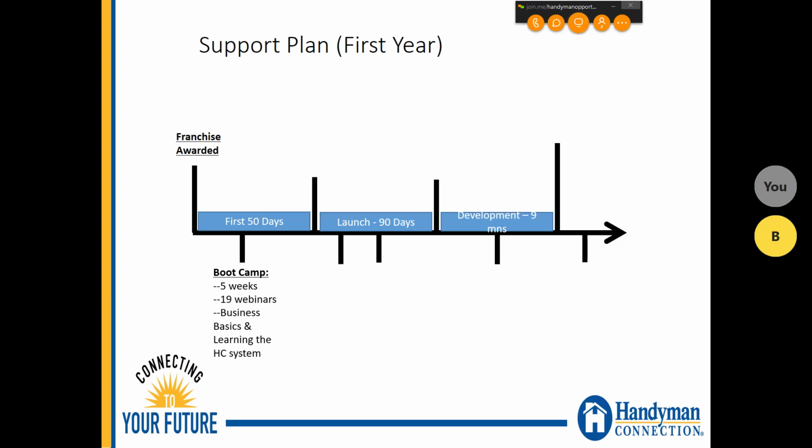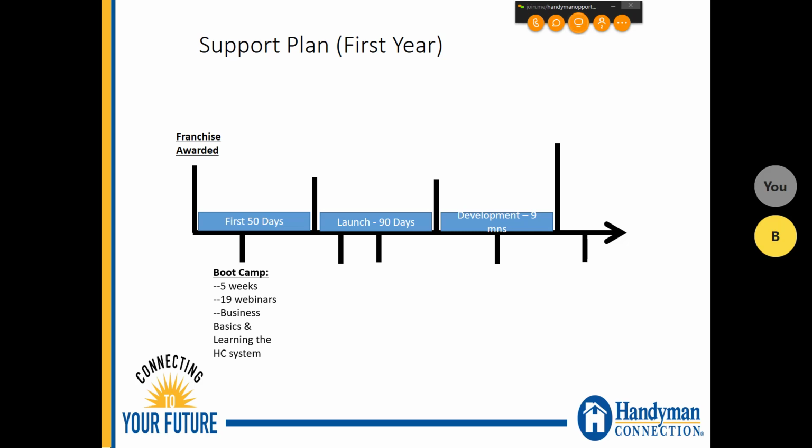Boot camp is 5 weeks of training. Okay, 5 weeks are in your home, so basically you're on live webinars in your home, like this one, from about 9 to 2. And then you have some homework to do to practice what you learned. There's also a very detailed checklist that will help you all the way up to launching your business. And we call it boot camp for a reason. It is a full-time effort.